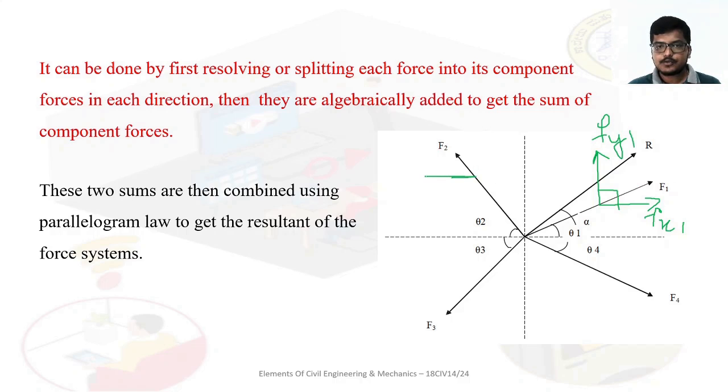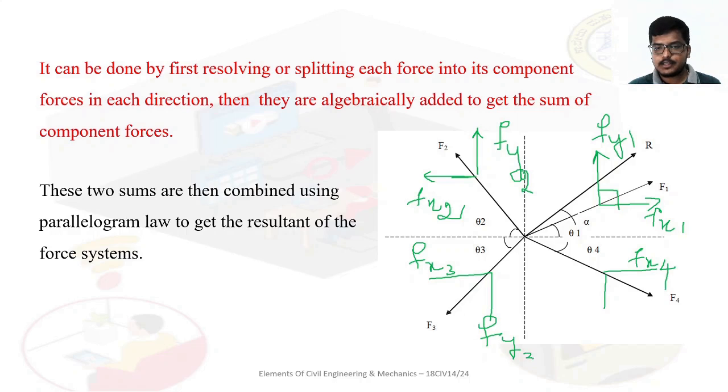F2 has a horizontal force and a vertical force. It is called Fx2 and Fy2. Similarly horizontal, vertical. Similarly horizontal, vertical. This is Fx3, this is Fx4, this is Fy3, this is Fy4. Okay, so we have to resolve the forces like this.